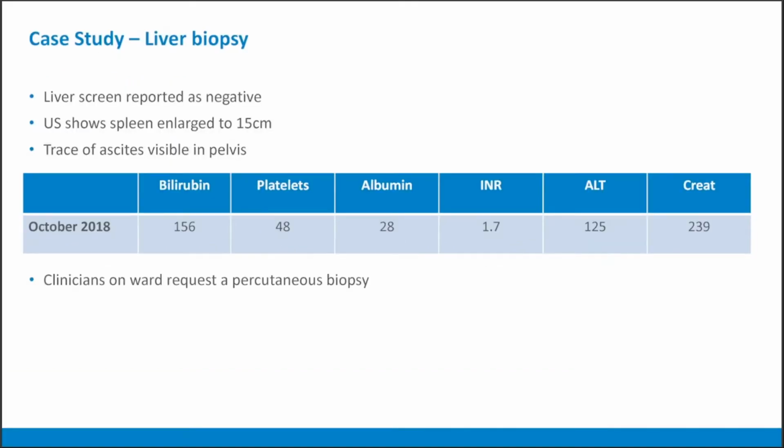We waited for his blood tests to come back, but they were all negative, and his ultrasound confirmed that his spleen was enlarged at 15 centimeters, which suggests that he has portal hypertension, and that's confirmed by the finding of ascites, which was visible down in his pelvis. So we had to find a way to be able to get a biopsy of this man's liver.